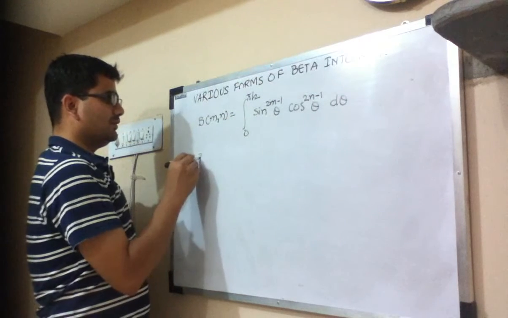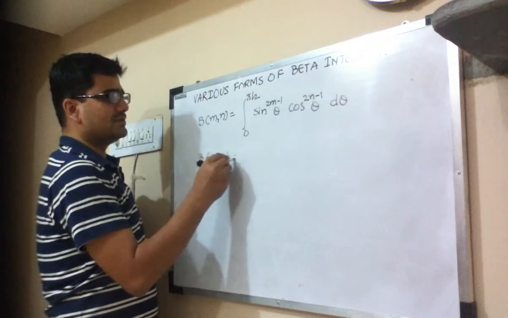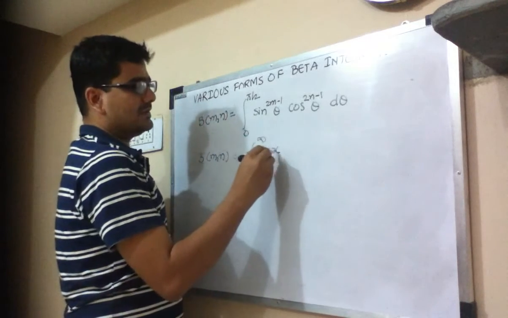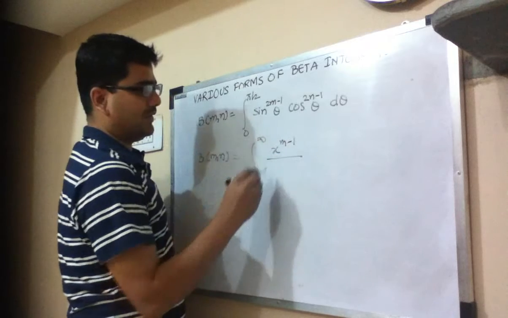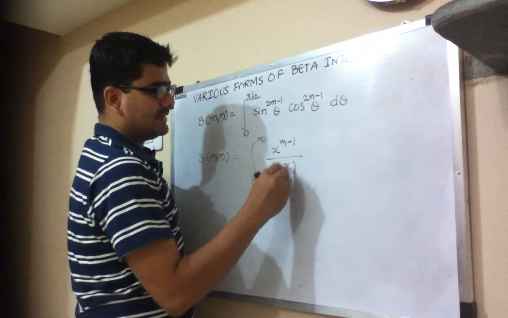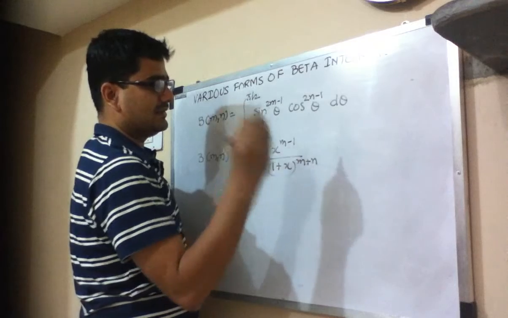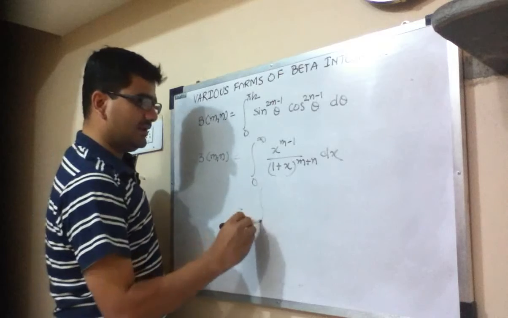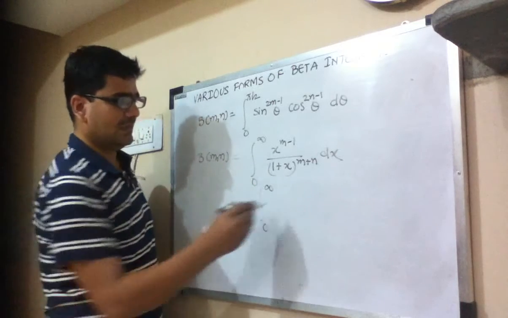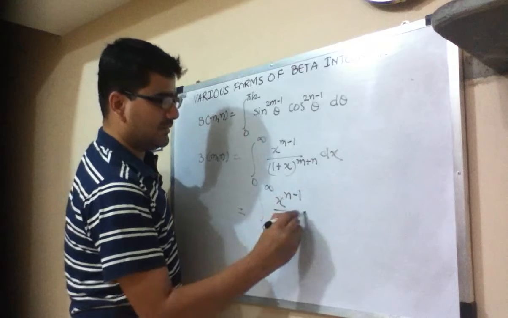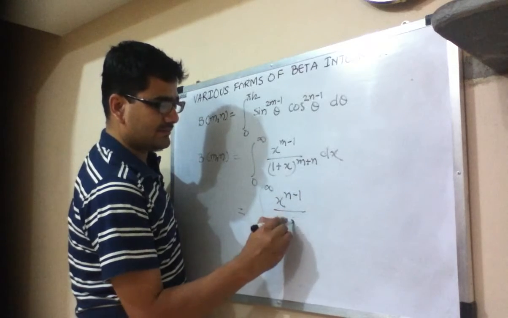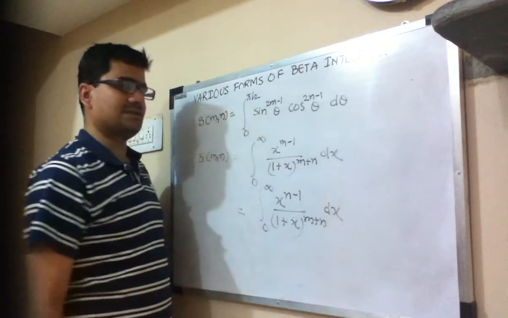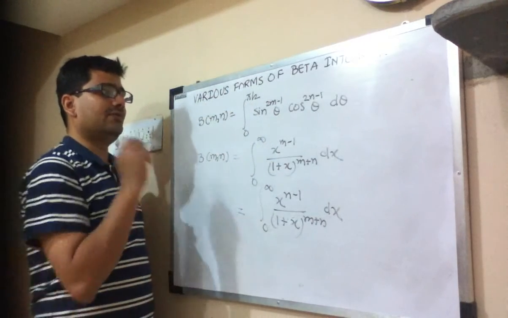Also, we can show beta(m, n) is equal to the integral from 0 to infinity of x to the power m minus 1 upon (1 plus x) to the power m plus n, dx, and also by the symmetry property, the integral from 0 to infinity of x to the power n minus 1 upon (1 plus x) to the power m plus n, dx. So these are the various forms of beta integral.